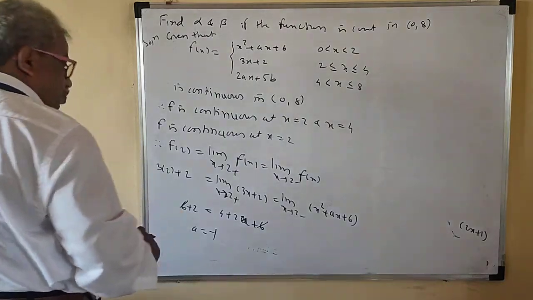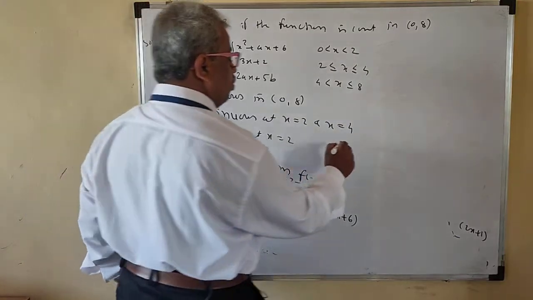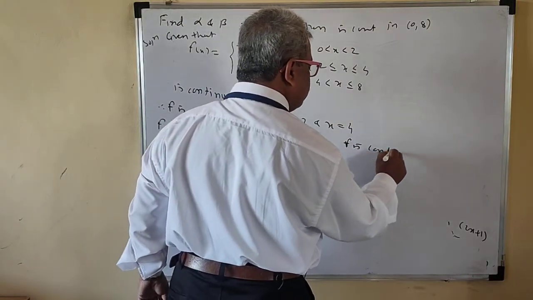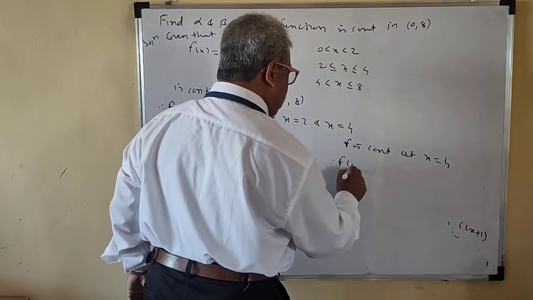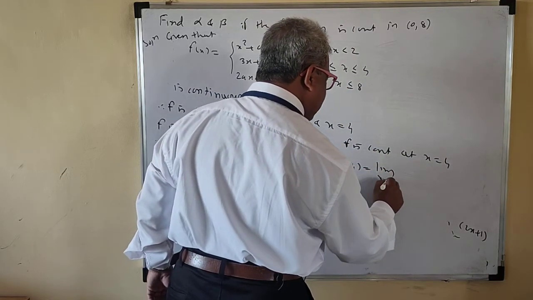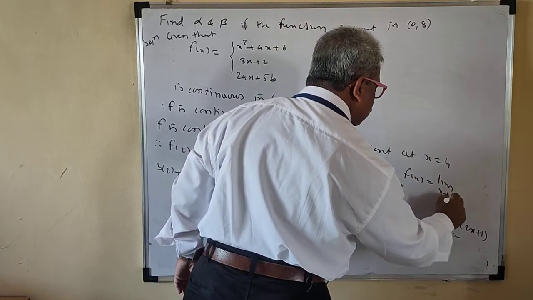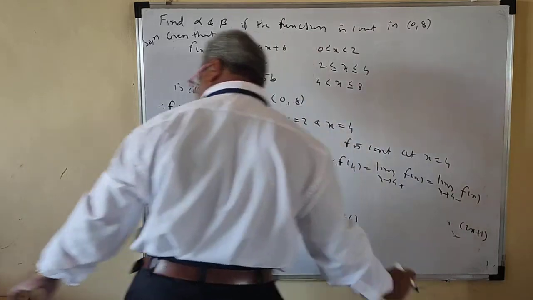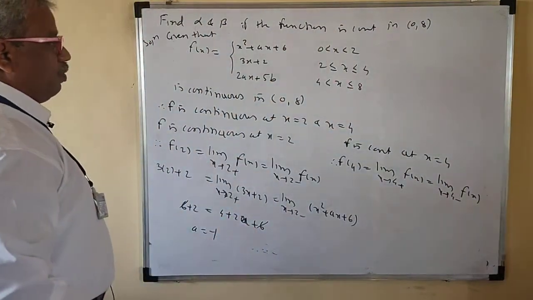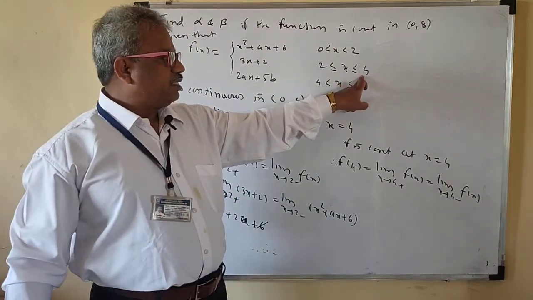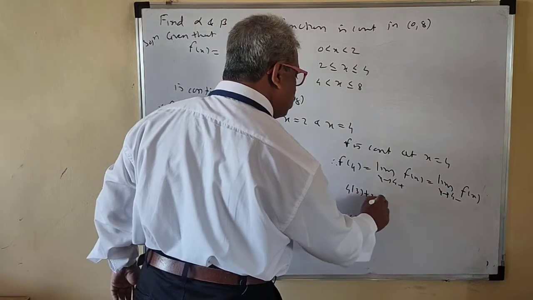Now we have to find the value of b. So we will take the benefit of continuity at x equal to 4. So f is continuous at x equal to 4. Therefore f of 4 is equal to limit x tends to 4 plus f of x, which is equal to limit x tends to 4 minus f of x. Okay. So f of 4, where x takes the value of 4. So this is 4 into 3 plus 2.